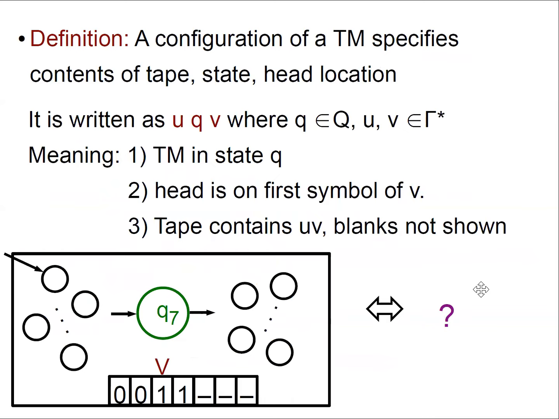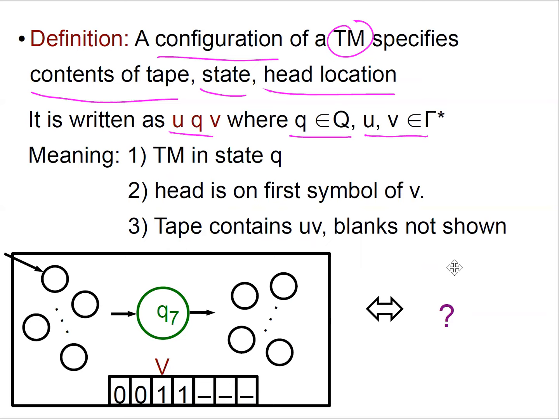So how does the TM compute? Well, a configuration of a Turing machine specifies the contents of the tape, the state, and the head location. We're going to write the configuration as UQV, where Q is a state, and U and V are elements of gamma star, so sequences of tape symbols. The meaning of this is that the Turing machine is in state Q, the head is on the first symbol of V, and the tape contains UV. The blanks may not be shown. This is a compact notation which is useful to write down configurations.